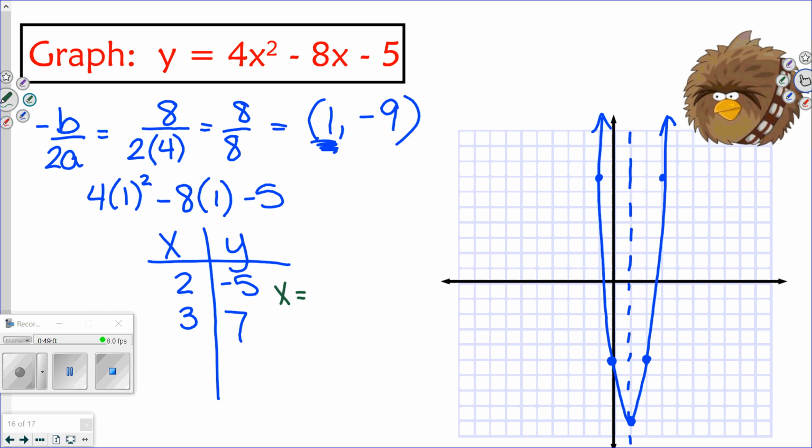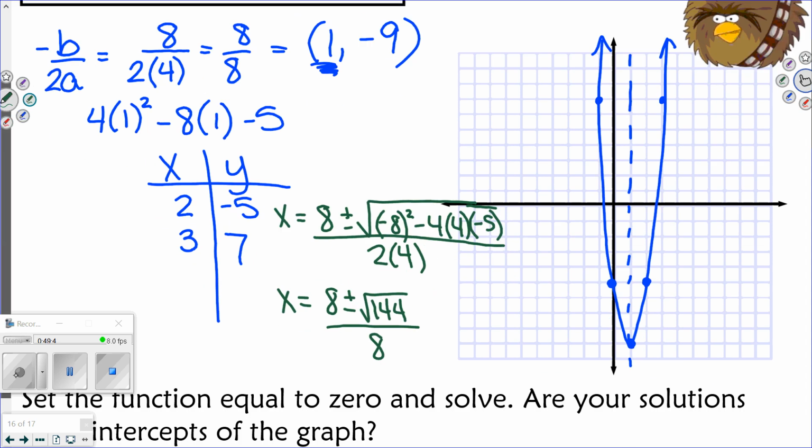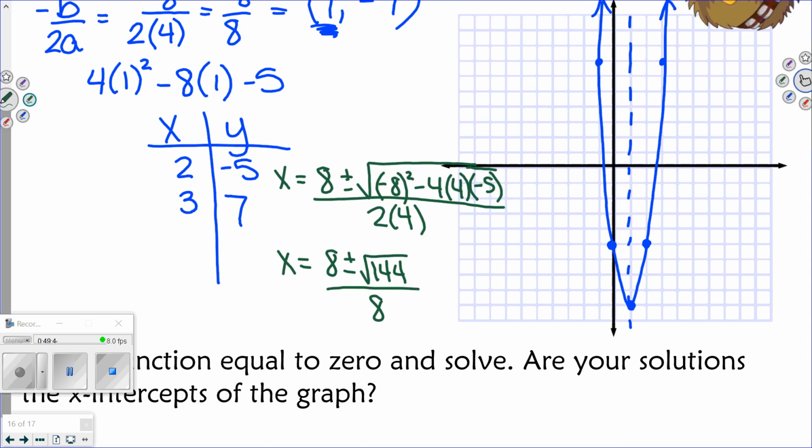So negative b will be 8 plus or minus the square root of negative 8 squared minus 4 times 4 times negative 5, all over 2 times 4. All right, so we get 8 plus or minus radical 144. Hey, if your discriminant is 144, that means that problem could have been factored. We could have factored it. That's all right.